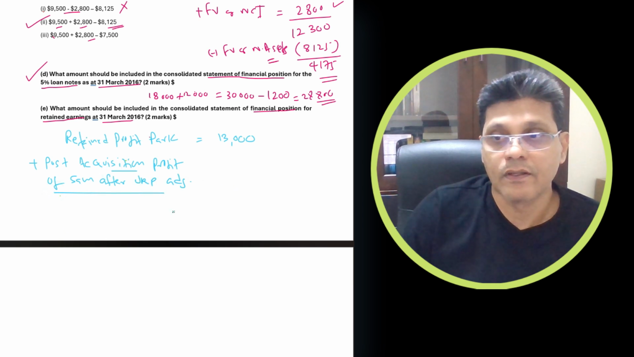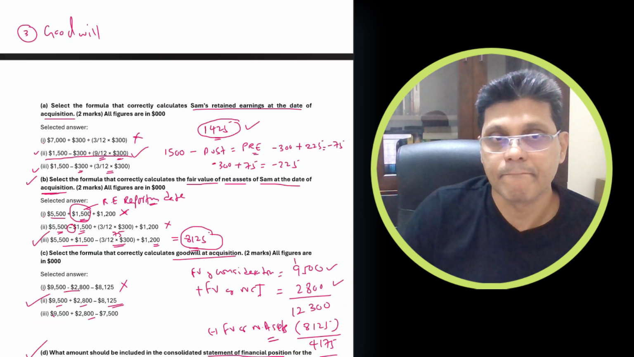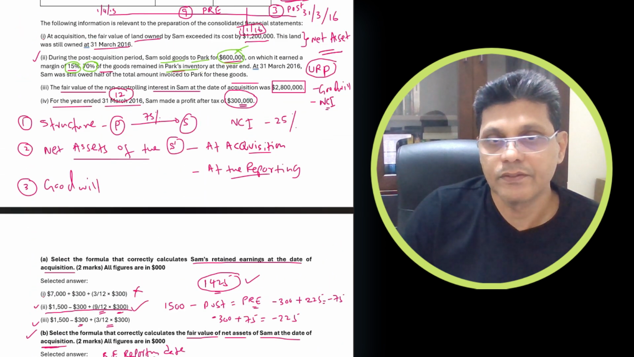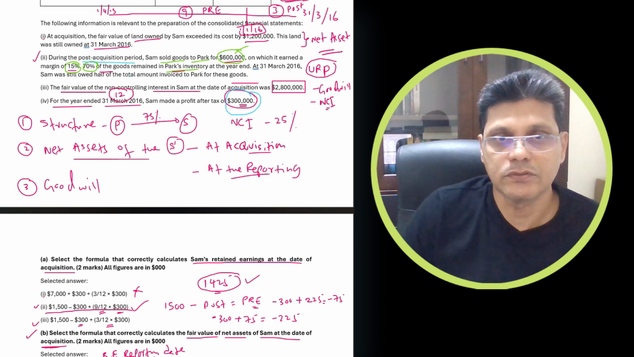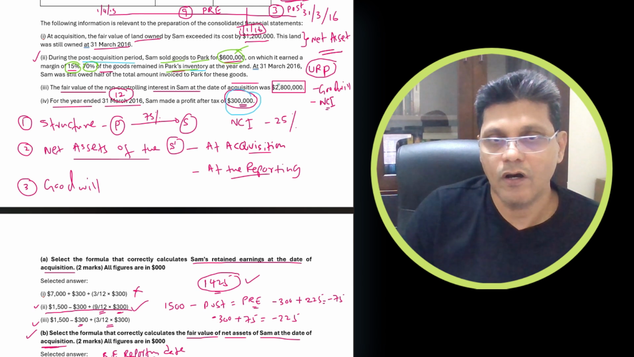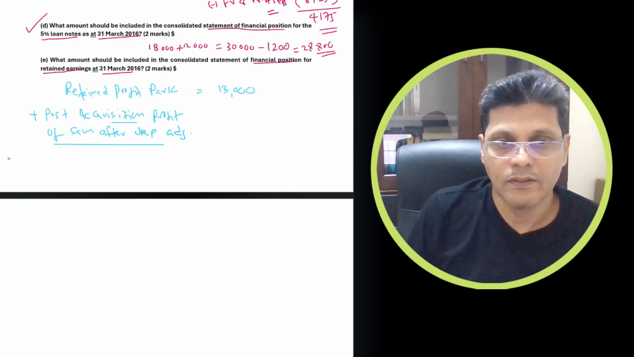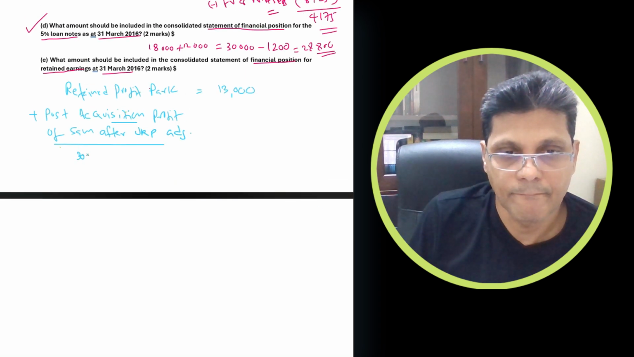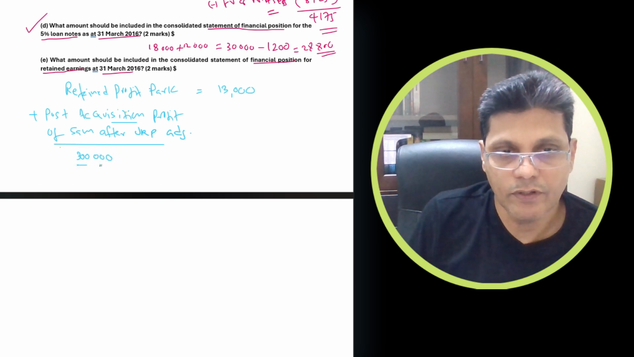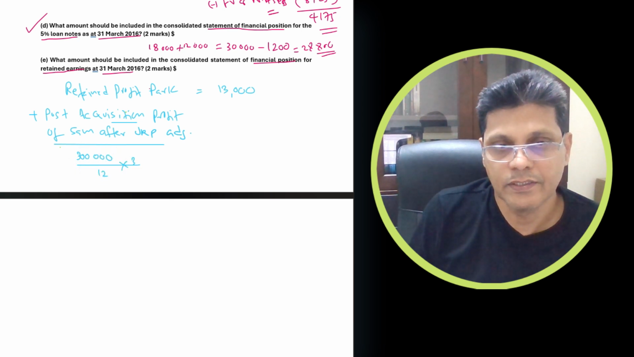Now let's take the post acquisition profit. As you know, the post acquisition profit is 300,000. This is the post acquisition profit for the remaining. So they are saying during the post acquisition period, Sam sold goods to Park 600,000, on which it earned margin of 15%. 70% of the goods remain in Park's inventory. So therefore, out of this 300,000 for the 3 months period, we need to identify 300,000 divided by 12 times 3, which we calculated 75,000.